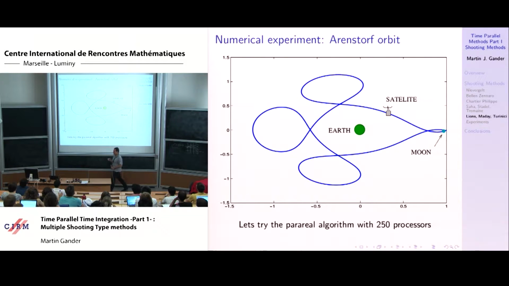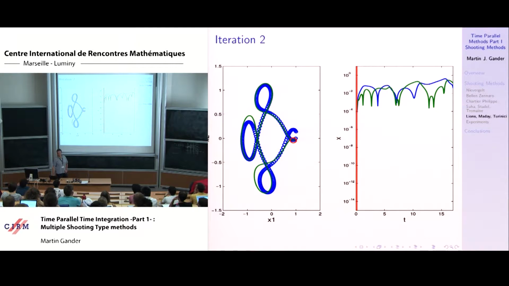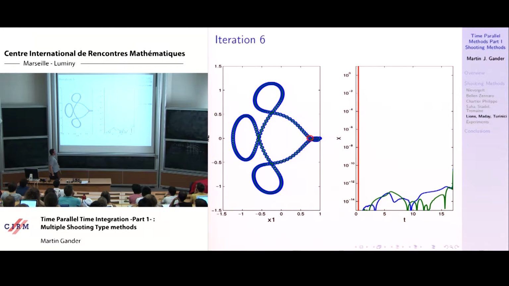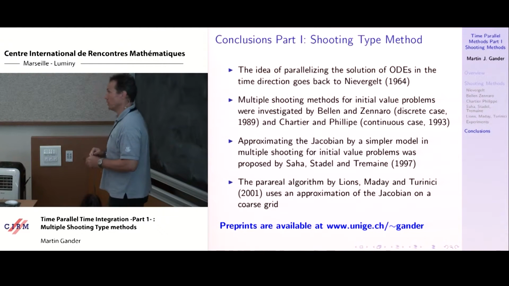So I calculate this Arenstorff orbit with the parallel algorithm. So you see the initial Euler approximation. It's completely wrong. It's just a spiral outwards. Error is order 1. But already the first correction of this parallel correction gives you an approximation that's quite good, even better. And you see the error goes down, 10 to the minus 8, 10 to the minus 10, 10 to the minus 12. So here is a summary of this first lecture.